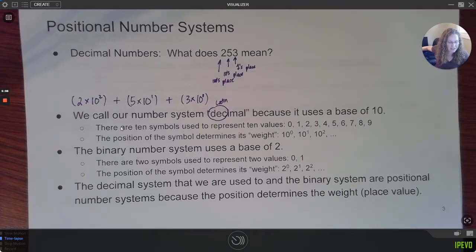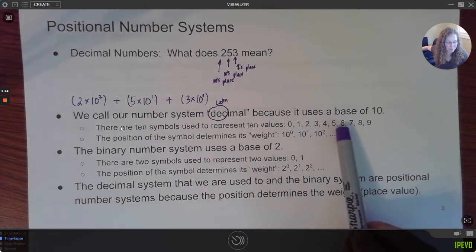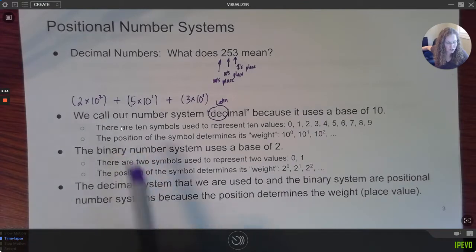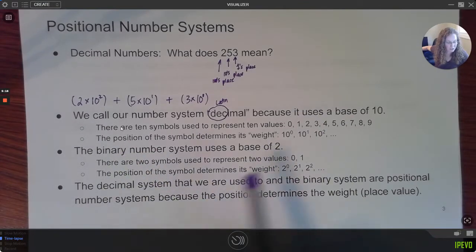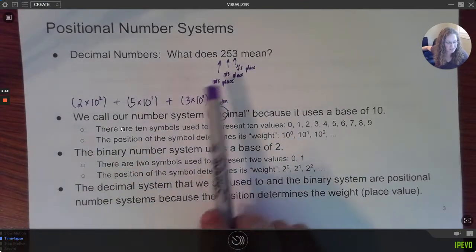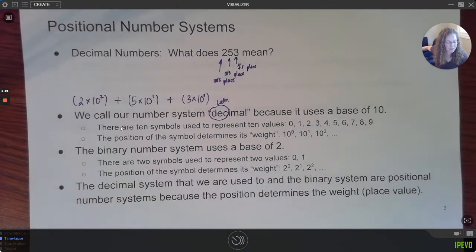And it's a positional number system because the position of these symbols determines its value. So the position determines the weight. We've got a 10 to the 0 place, a 10 to the 1 place, a 10 squared place, and so on and so forth. We can take those same concepts from our decimal number system and translate them into base 2 and use those same concepts.